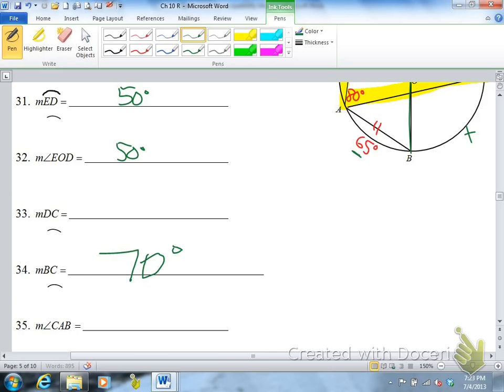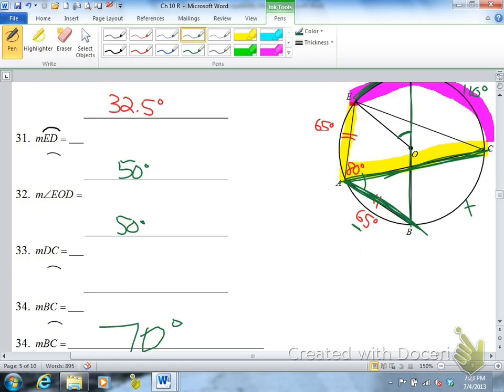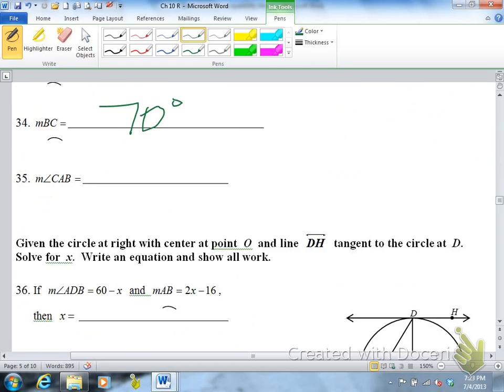Sorry about the messy handwriting. And then CAB, CAB is right here. And the angle is half of the arc. So the arc we just found was 70, so the angle would be 30 degrees.